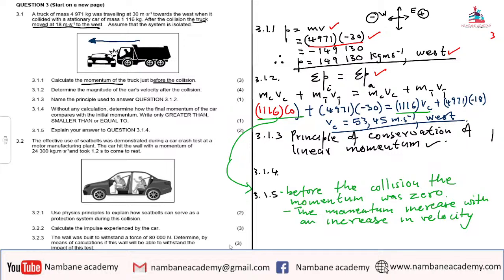But what can we say now at 3.1.4? Very easy, ladies and gentlemen. The answer is going to be greater than. Why, ladies and gentlemen? Because before the collision, the momentum was 0. After the collision, the momentum increased with an increase in velocity. So the only correct answer there must be greater than. I repeat, you cannot just choose greater than without any reason.